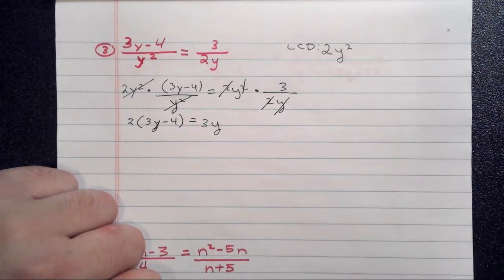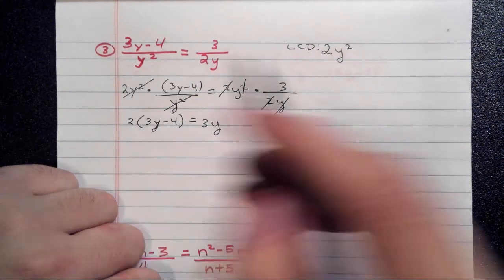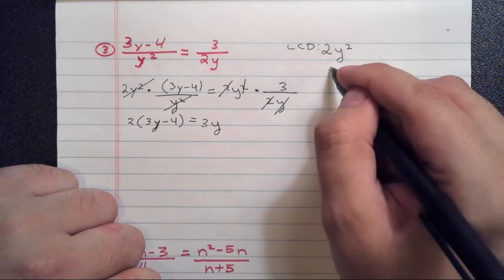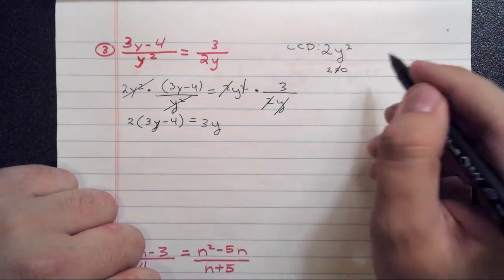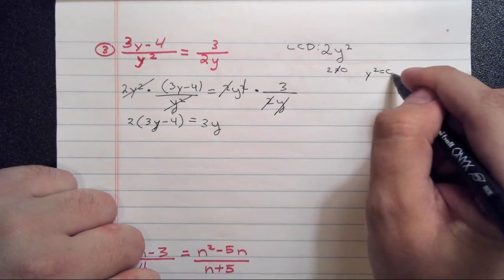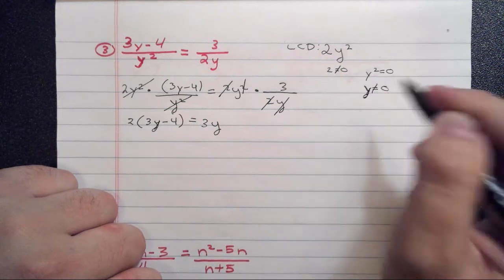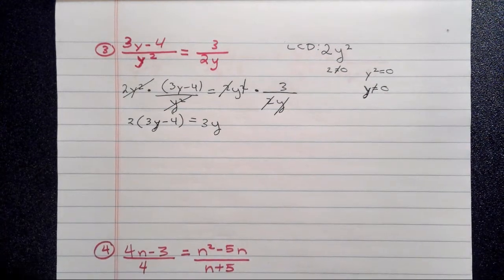Now, a quick comment here. I forgot to list our restrictions up here. Of course, if I have 2y squared, then my only restriction, if I set each of these to 0, 2 equals 0 gives me no solution. Y squared equals 0 gives me y equals 0. So that's my restriction. Y cannot actually be 0, because that would make the denominator 0.